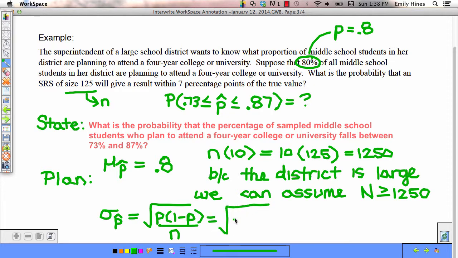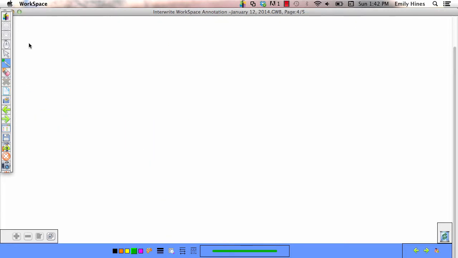So that is 0.8 times 0.2 divided by 125. Then you take the square root, and we get a standard deviation of 0.036. So the question is now, what do we do with all this? Well, hopefully the information that we have tells us that this is normal. Because if it's normal, like I said, we know what to do with it. If it's not normal, then we have some problems. So let's check to see if it's normal. That's always what we want to do.